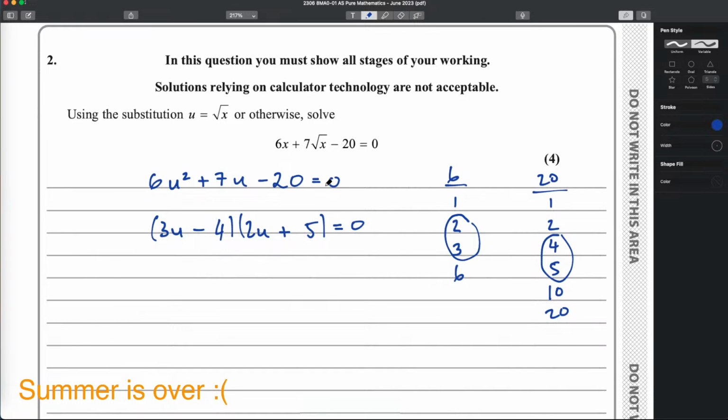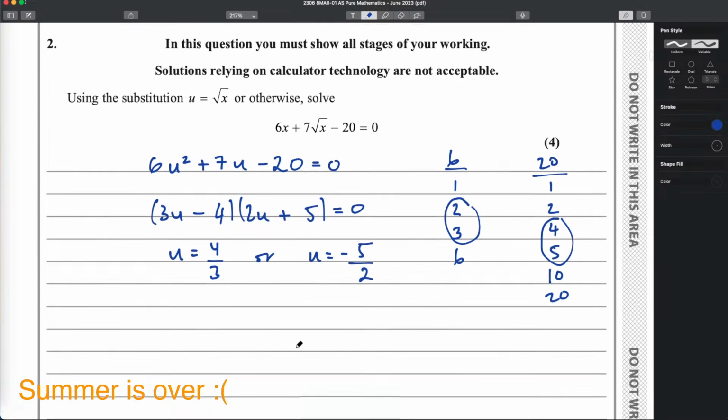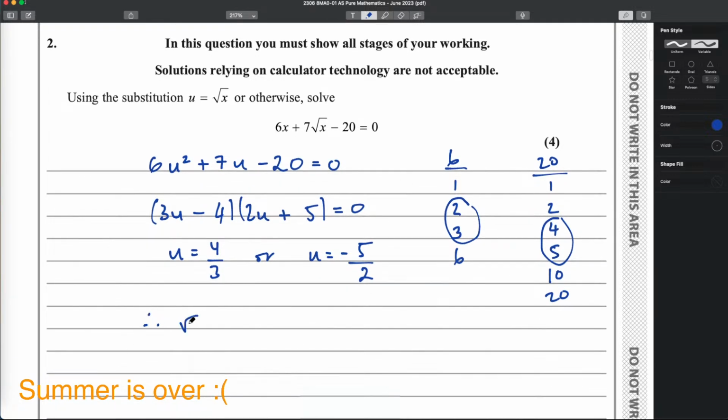Okay. And now what do we have to do? We're looking to solve this equation. So we want some solutions for u. So u is going to be 4 on 3, or u is going to equal negative 5 on 2. Oh, that might be an issue, right? If we're looking for solutions to root x, well, it doesn't say. So therefore we would have root x equal to 4 on 3, or root x equal to negative 5 on 2.